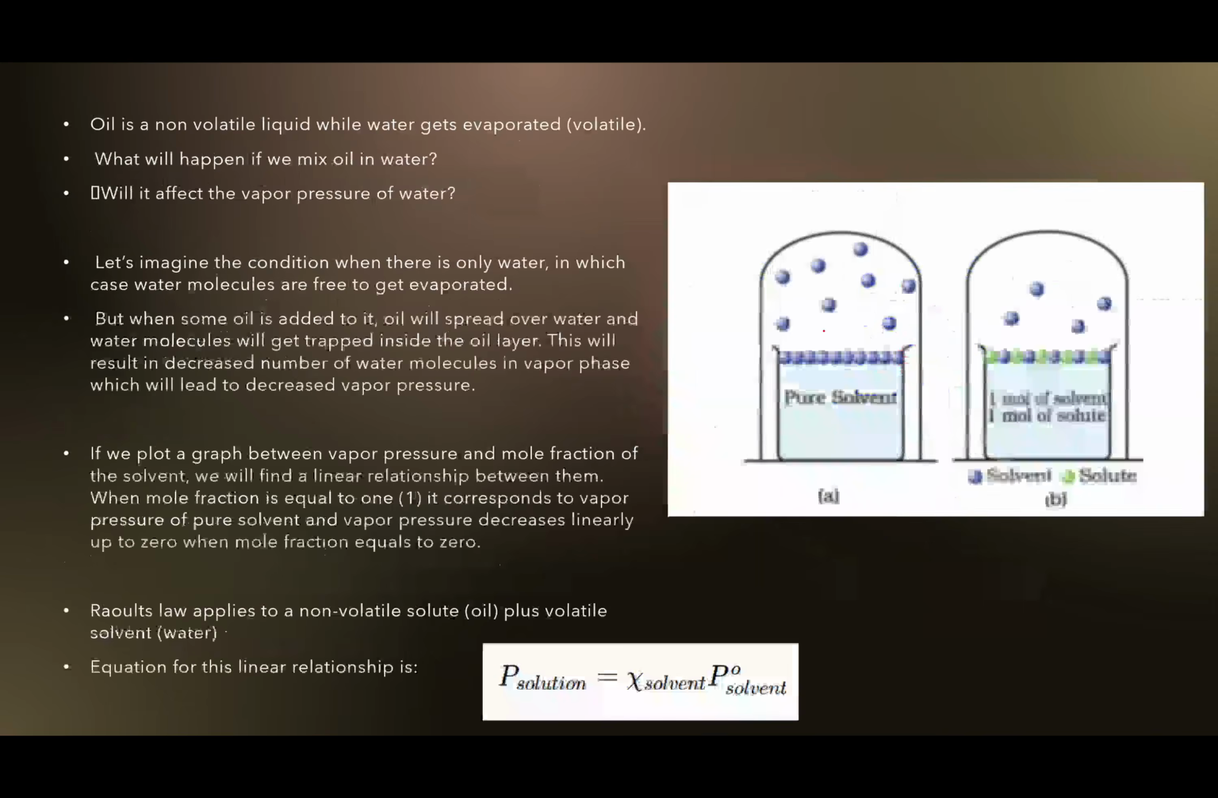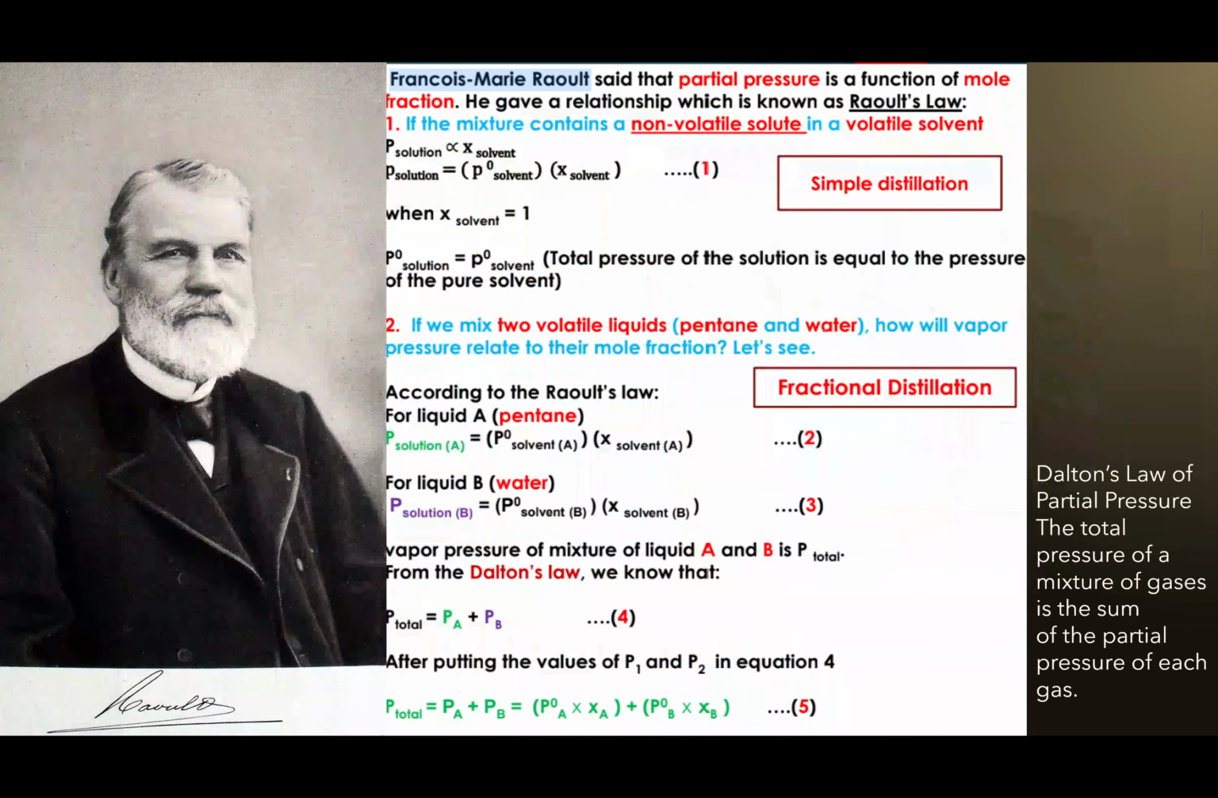So if you have a mixture like air, or a mixture like the one we're seeing here under fractional distillation, pentane and water, the total pressure is the amount of pressure that pentane exerts plus the pressure that water exerts. So the partial pressure is the pressure of each component, and the total pressure will be the sum of the partial pressures. Make sense?